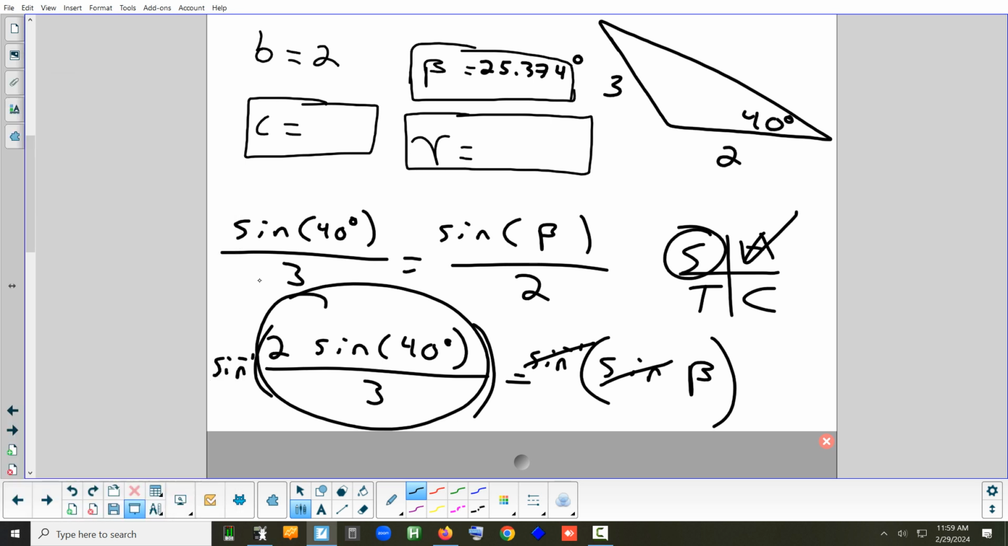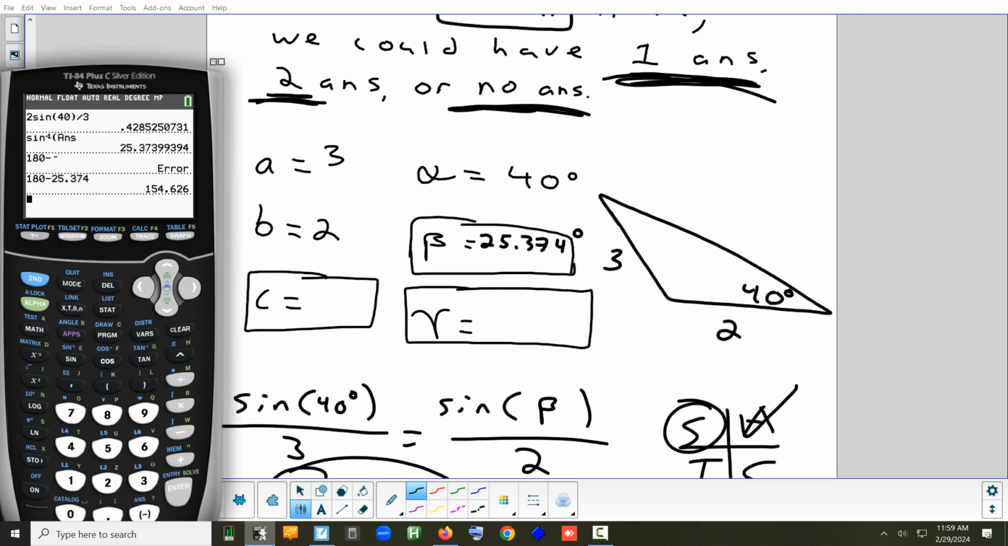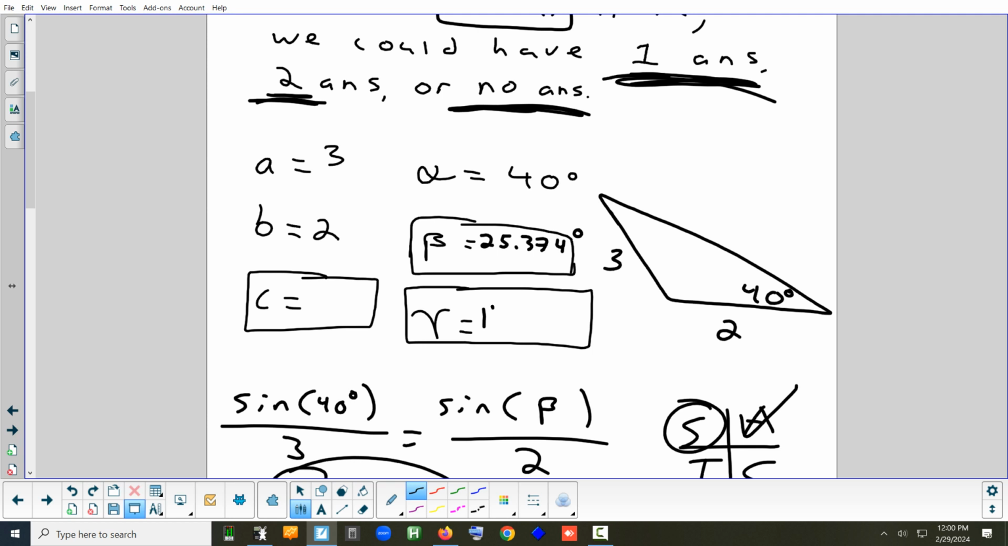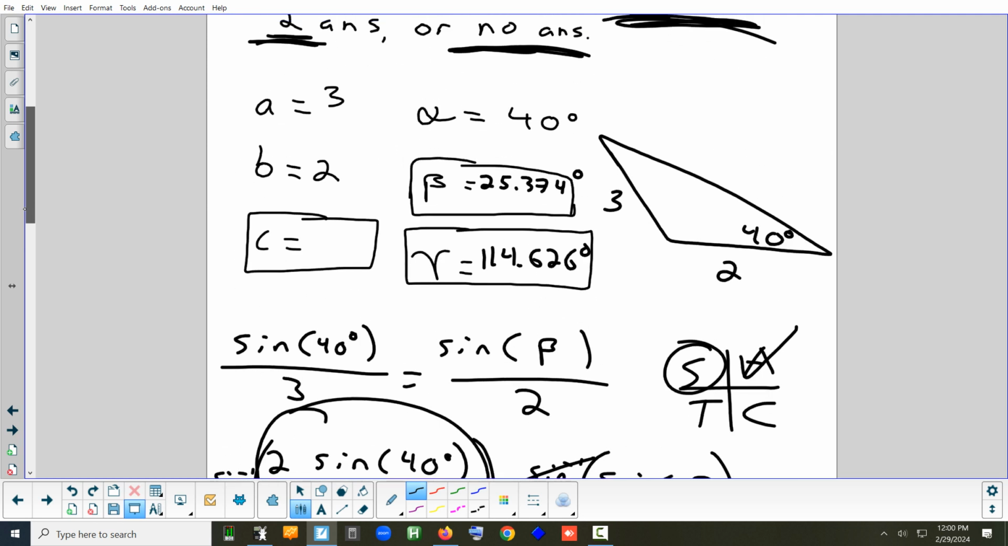Alright, so now I know 2 out of 3 of my angles. So what could I figure out? We can figure out gamma, which is just going to be adding the 2 angles and subtracting. So when I add those 2 angles, I get 65.374. I subtract it from 180, and I get 114.626. Now we can find C. And that's our last step. Yeah. Have to do it in the order I showed you.